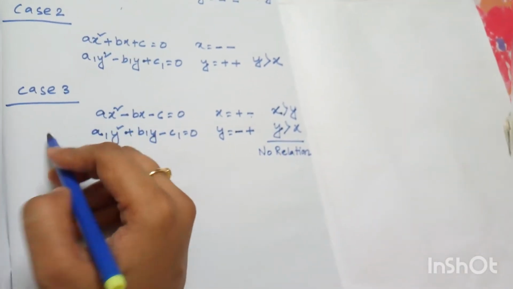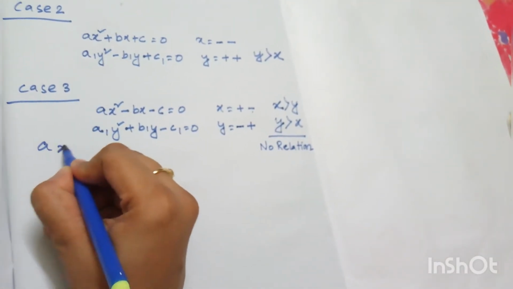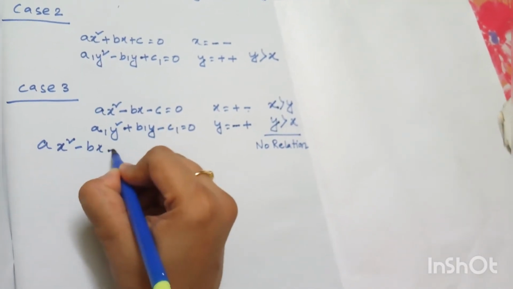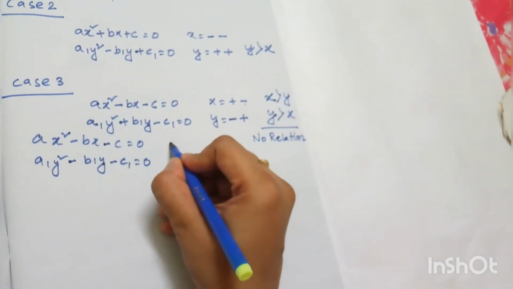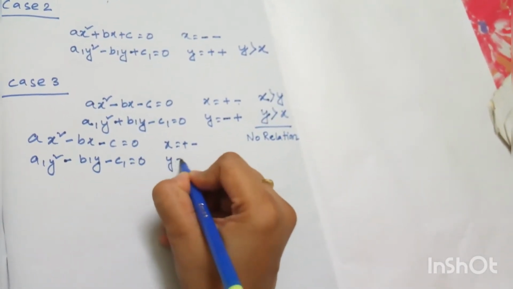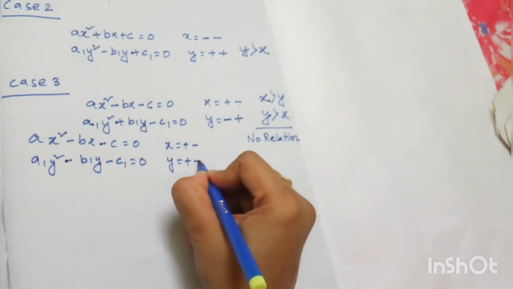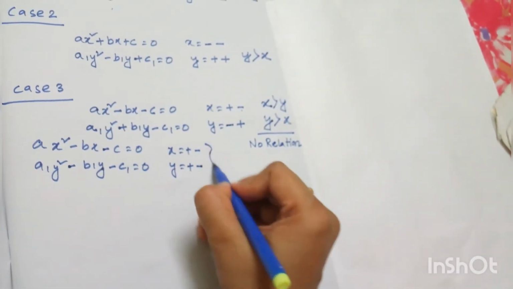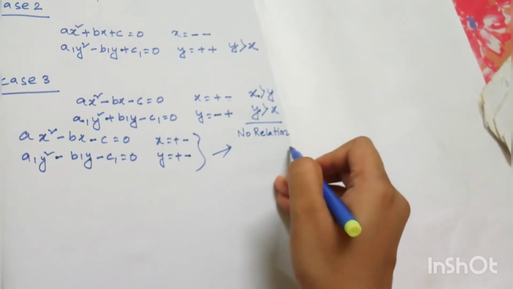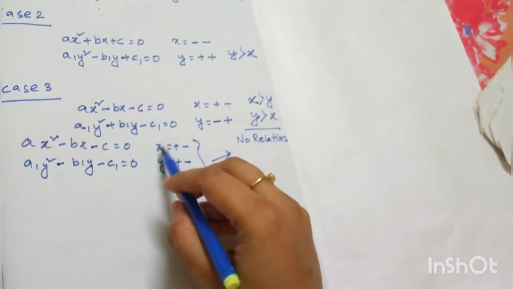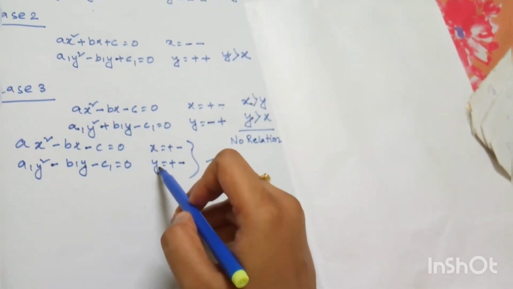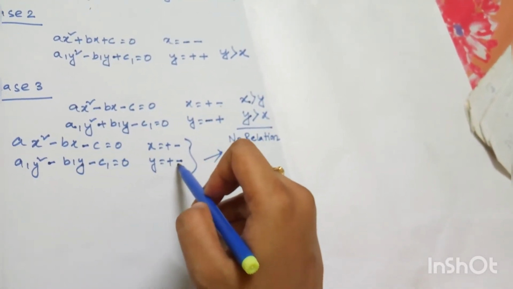This case has two other parts. Here x will be plus minus and y will be plus minus. So from here we can conclude there is no relation. Why? Sometimes x will be greater than y and sometimes y is greater than x.